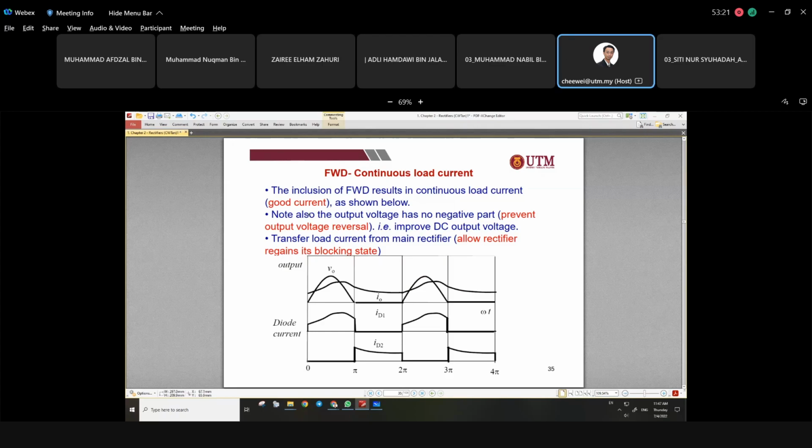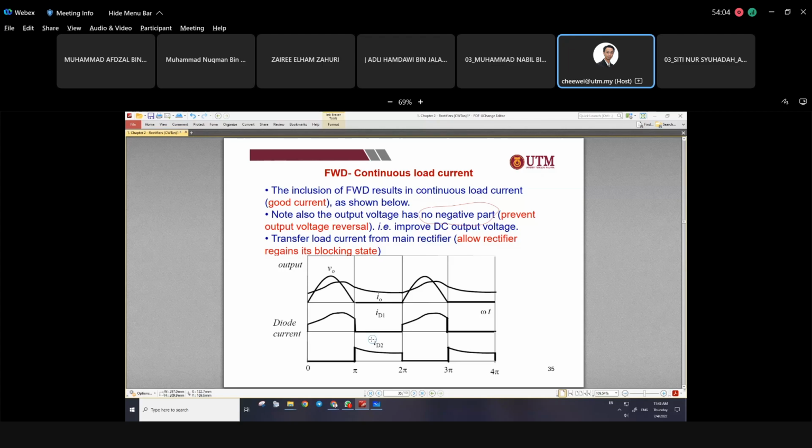Note also that the output voltage has no negative part. The negative part, is it there? It's gone. By adding in the freewheeling diode, the negative part will be eliminated. It is originally there without the freewheeling diode, but the freewheeling diode is making a new path, a new way for the current to flow. At the same time, it blocks the way for the voltage during the negative half cycle, which is why the negative part is being eliminated.